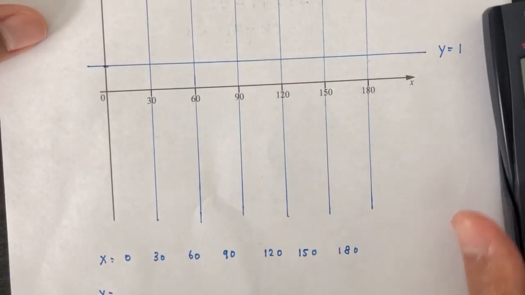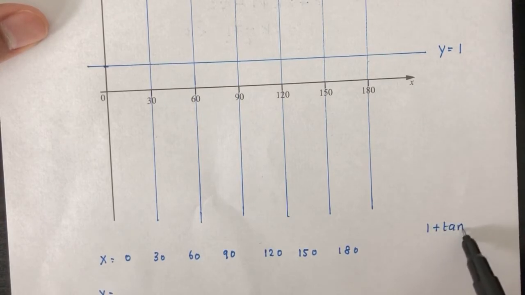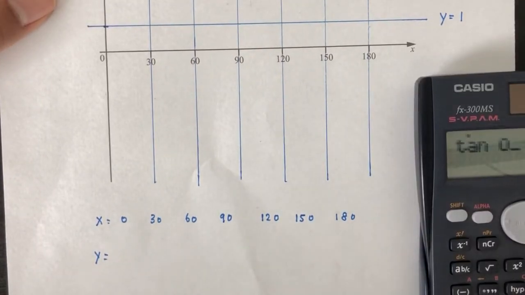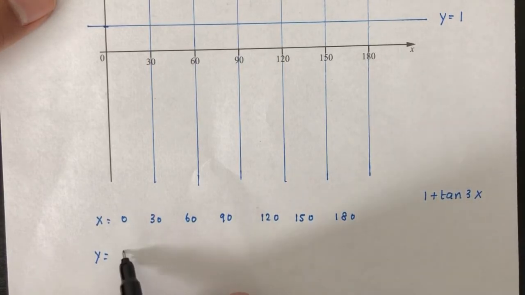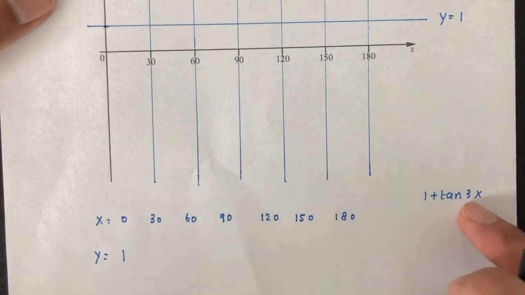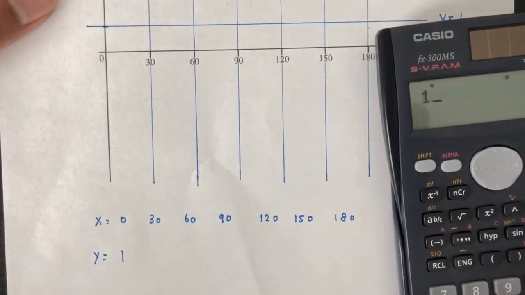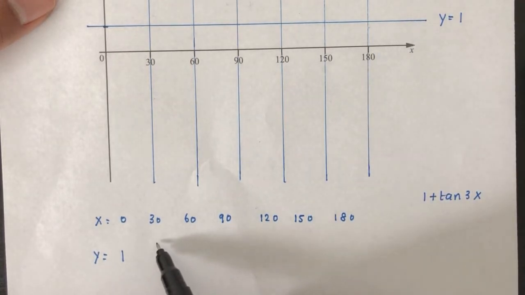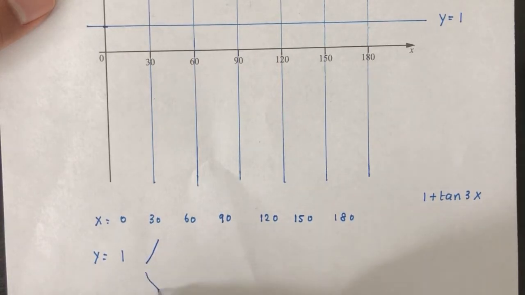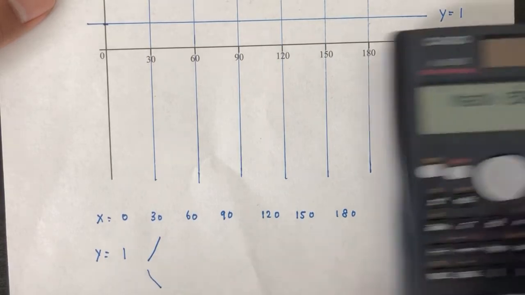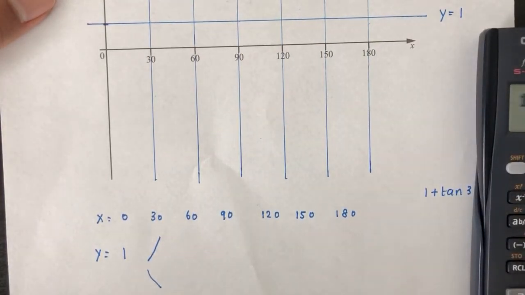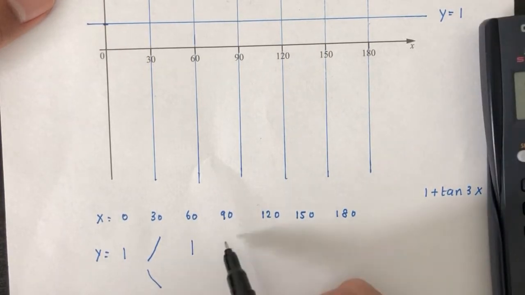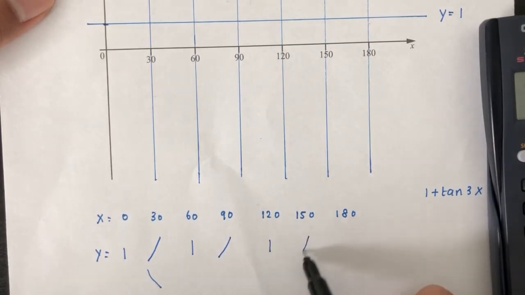So y is equal to, let's write this here, 1 plus tan 3x. So for the first one, tan 0 plus 1, that is 1. So the first value is 1. Now for 30, 3 times 30 will be 90. So 1 plus tan 90 gives you math error. So what does that mean? It means that it is not defined. The curve will either be going this way or this way. You have to choose. It is not defined. So for 60, that will be 1 plus tan of 60 times 3, which is 180. That'll be 1. So here will be also undefined, 1, undefined, and 1.